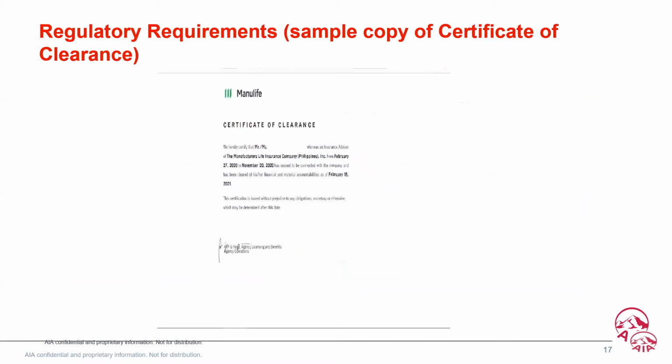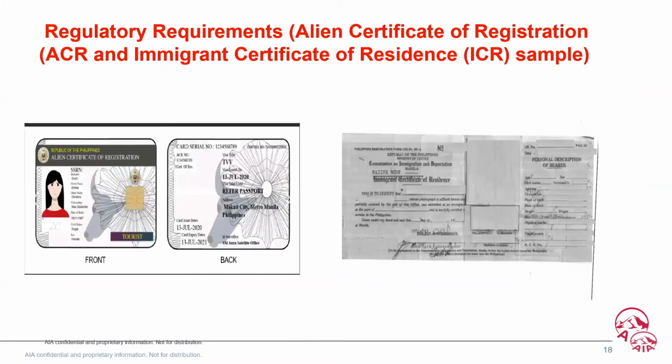Okay. This is a sample of the certificate of clearance. Ito po yung galing sa competitor natin. It is a requirement in order for us to request cancellation to IC kasi po we will not be able to register our applicant or our recruit if meron pa siyang previous affiliation record sa Insurance Commission. Next one, this is just a sample of ACR and ICR for our foreigner recruits.